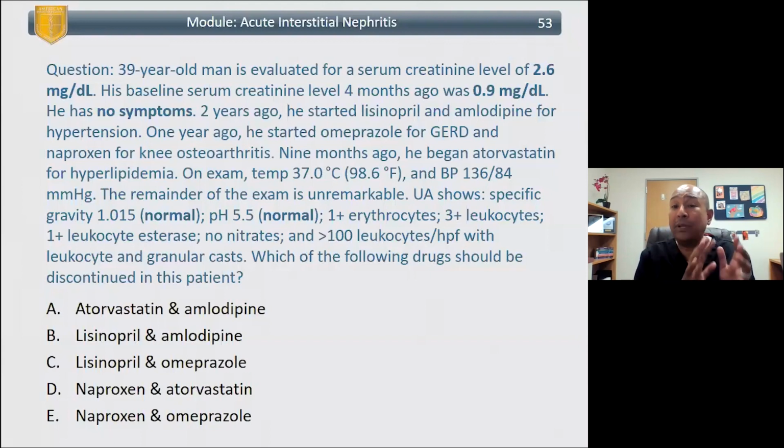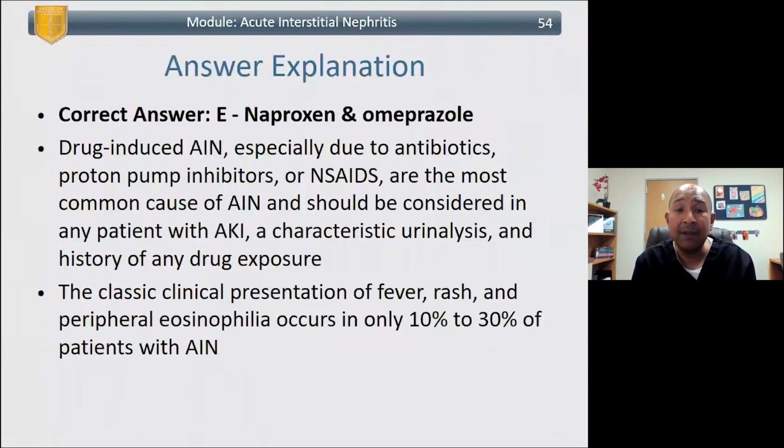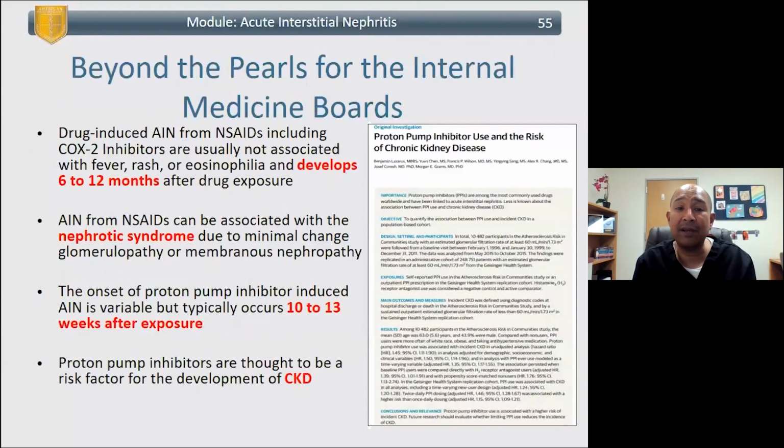So if you think about what we talked about for the different drugs out there, remember non-steroidal medications can definitely do it, and proton pump inhibitors. And I know that we have this classic triad of fever, rash, and peripheral eosinophilia, but what a surprise, it only really occurs in about 10, maybe 30% of cases with AIN. So I put this here because, when we talk about medications that can do this, first off, yes, non-steroidals, including COX-2 inhibitors, can be associated with that.